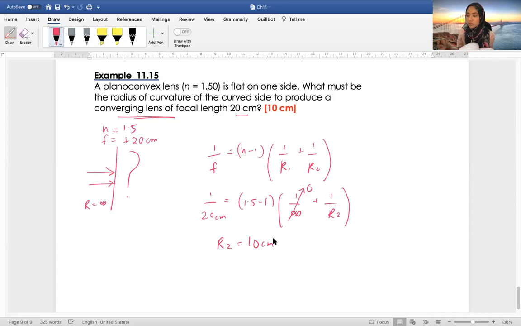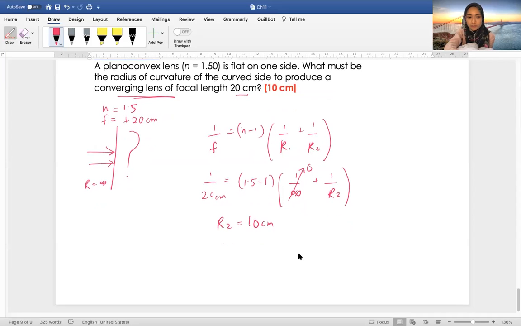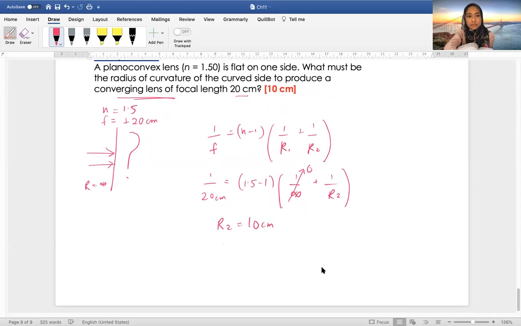Saya dah buat dah, so saya yakin jawapan dia 10 centimeter. Okay, so this is how you do it. Again, if it's a flat surface, the R is infinity. Here they did not specify if it's R1 or R2, so it can be either one. Okay.